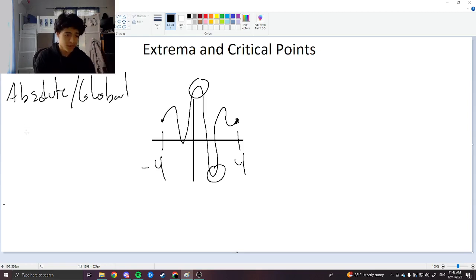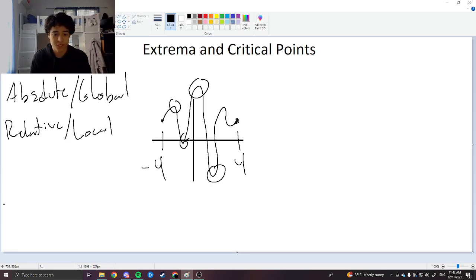The second kind is a relative or local extrema. And that would be all the rest of these. This one, and this one, right? These are relatives because compared to everything around it, this is still the maximum. Because this is all lower, this is all lower, right?